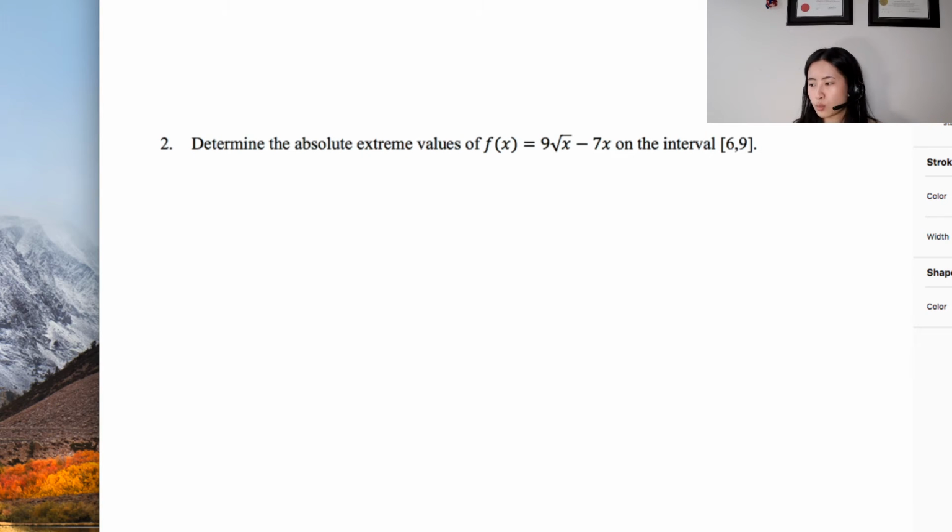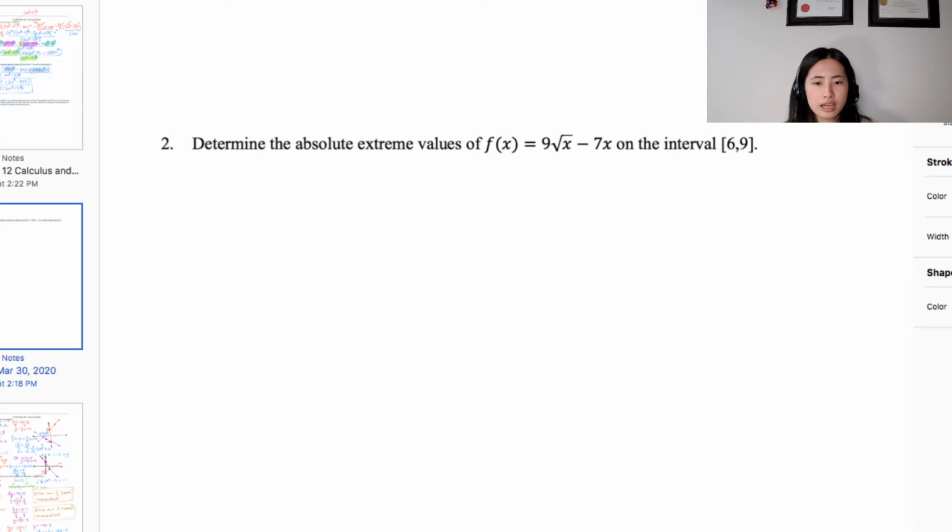Okay, here it says we need to determine the absolute extreme values of f of x, which is equal to 9 square root of x minus 7x on the interval 6 comma 9. So first of all, whenever you're trying to figure out what the extreme values are, you need to remember that you're looking at your local extremas and also your global extremas.